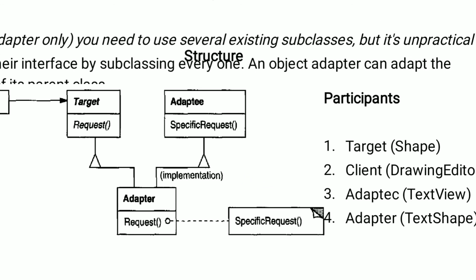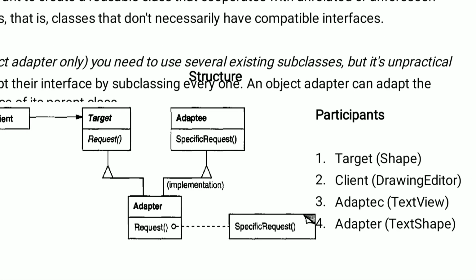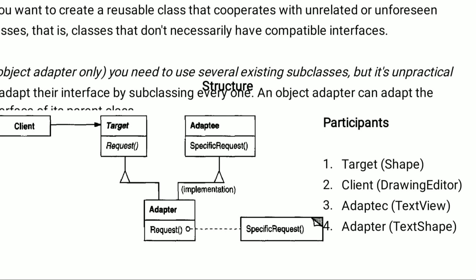In this structure, we are going to have the participants: target, client, adaptee, and the adapter. The adapter pattern is a structural design pattern. In the adapter pattern, the wrapper class, or you can call it the adapter, is used to translate requests from it to another class, that is the adaptee class. In effect, the adapter provides particular interactions with the adaptee that are not offered directly by the adaptee, as you see in the figure here.